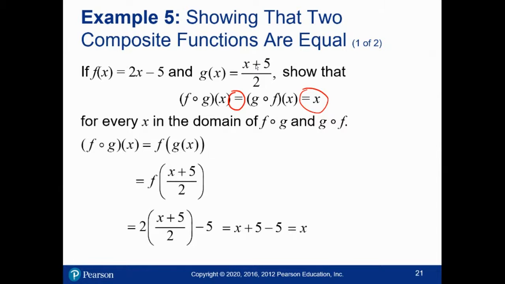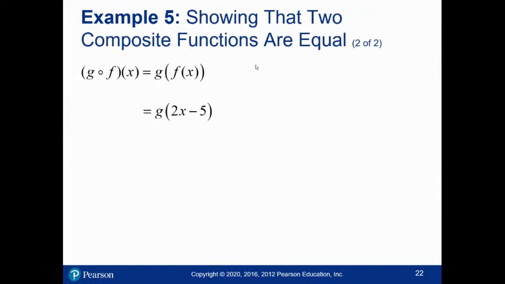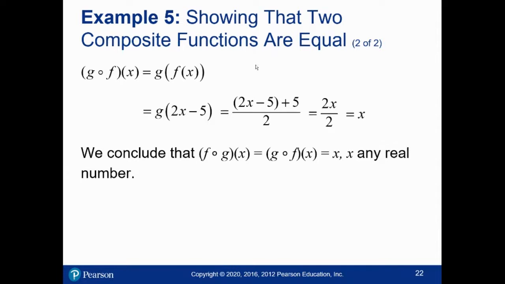Now we just need to do the same thing for g of f of x. Okay, so take f of x, which is 2x minus 5, plug it into g, which says take the input, add 5, and then divide by 2, and then in the numerator, the negative 5s are going to cancel, and then the 2s are going to cancel, and we have just x, which is exactly what we wanted. Oh, sorry, the garbage truck is going by outside.